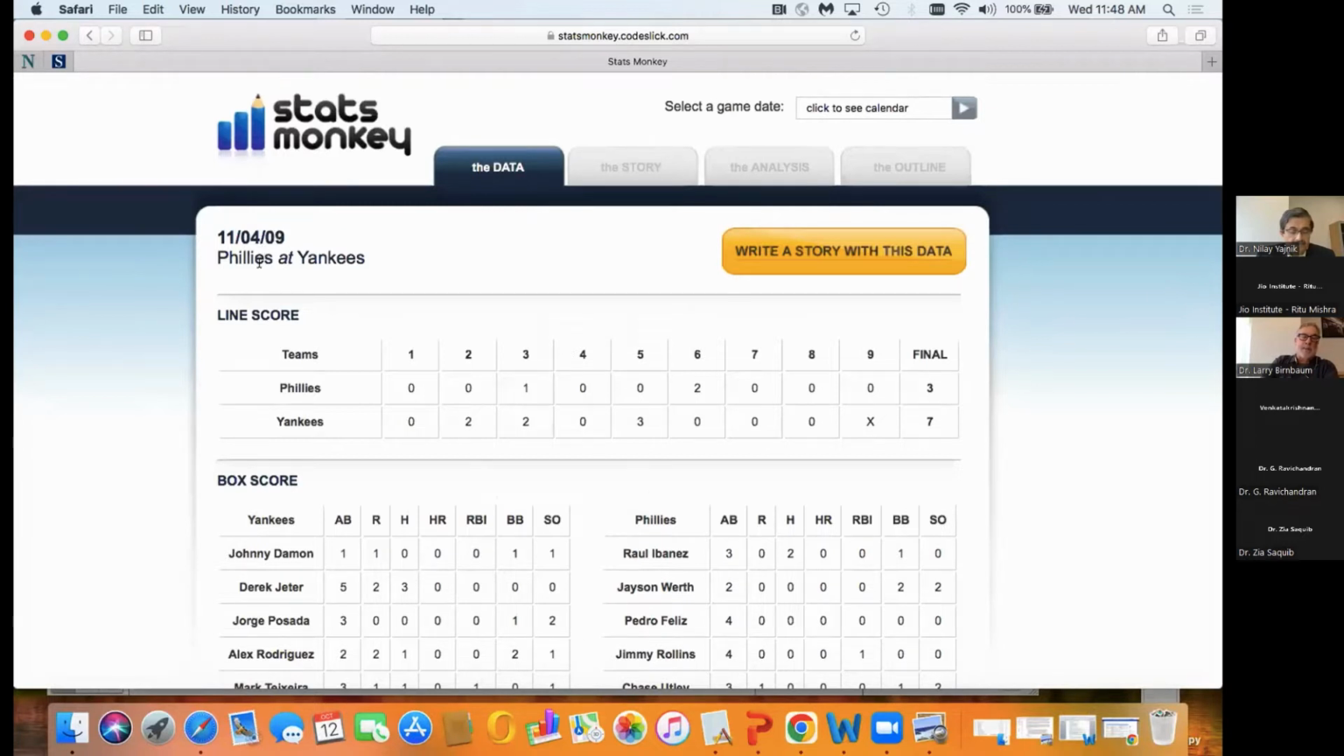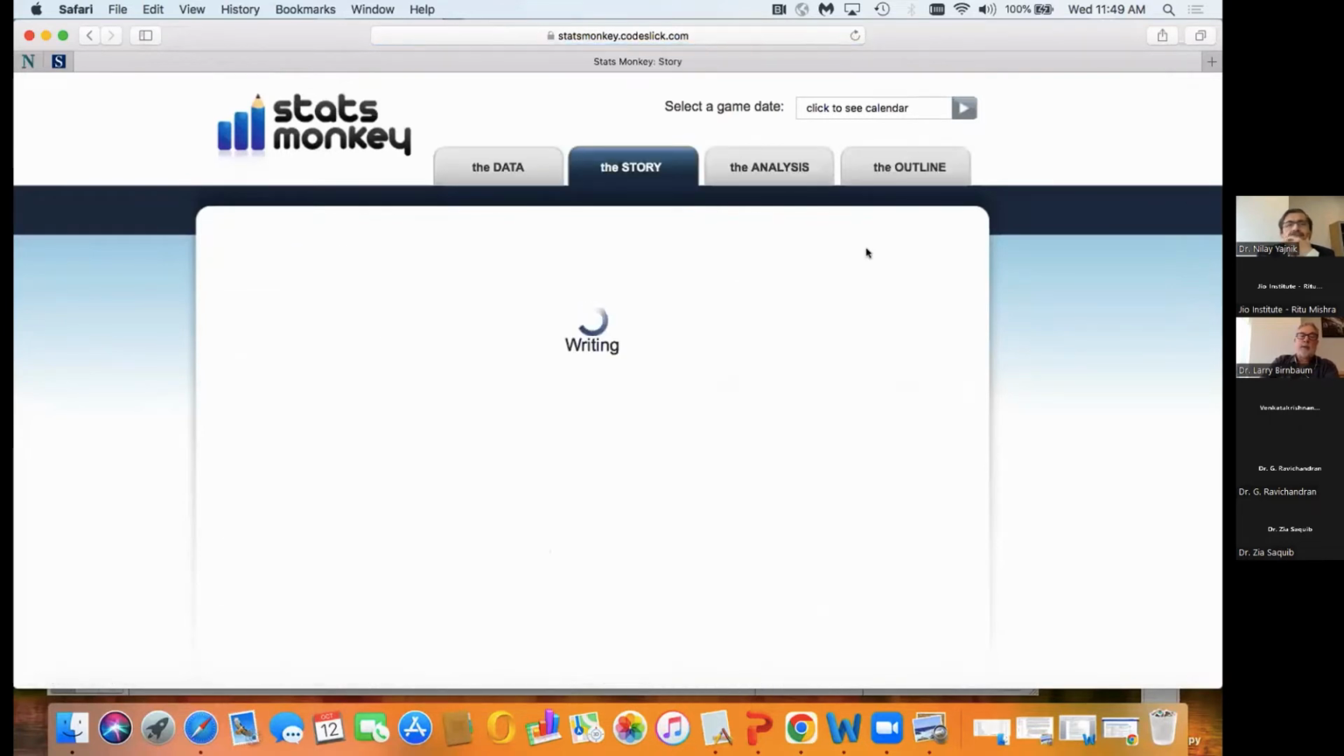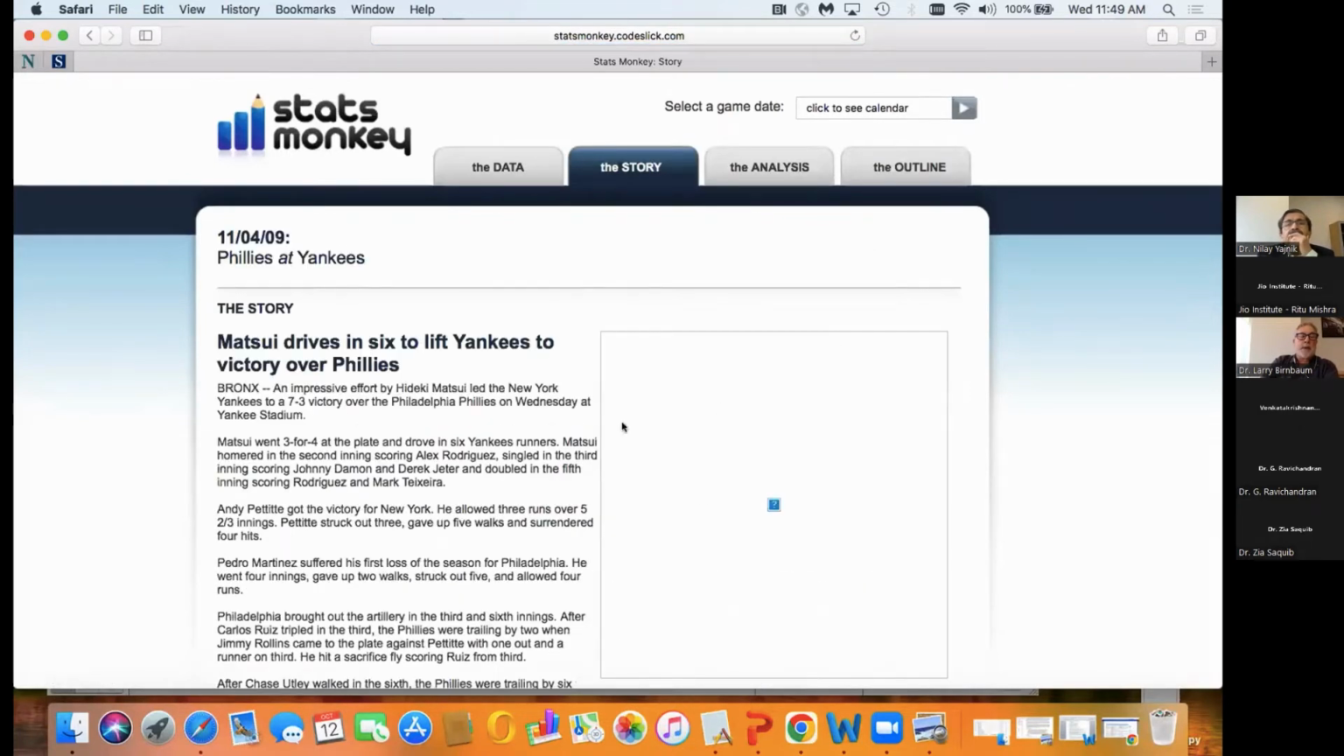This game happened before the program was written. It's 2009, the Philadelphia Phillies playing the New York Yankees in New York City. And it's probably a World Series game given the date. And so we'll push this button here and write the story based on these. And we get the following story here.